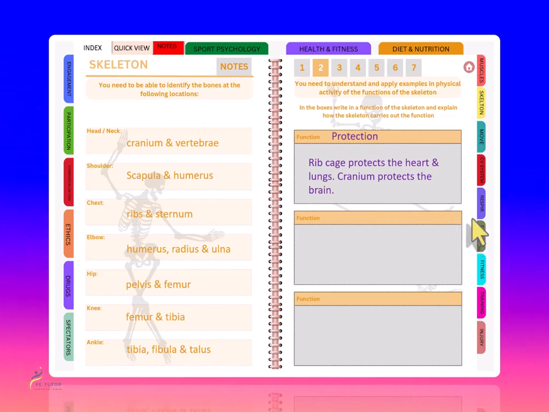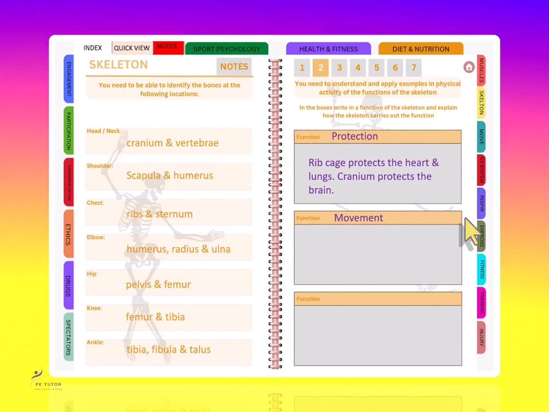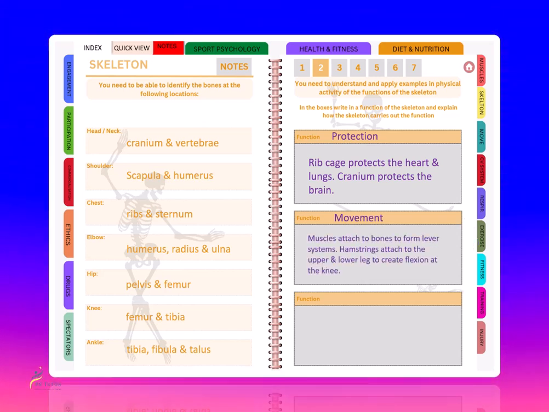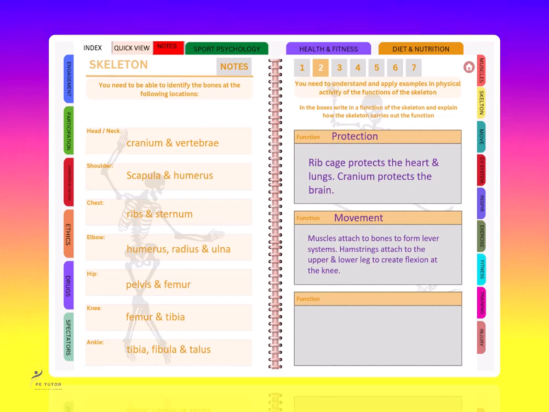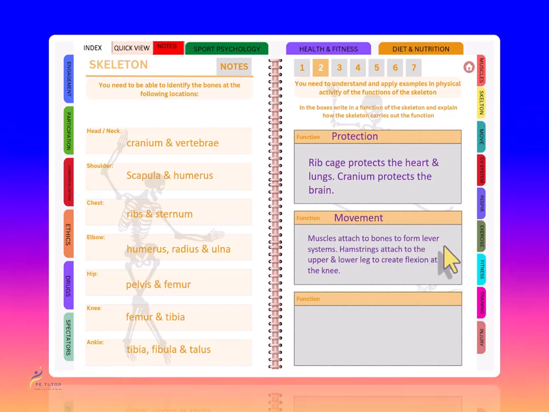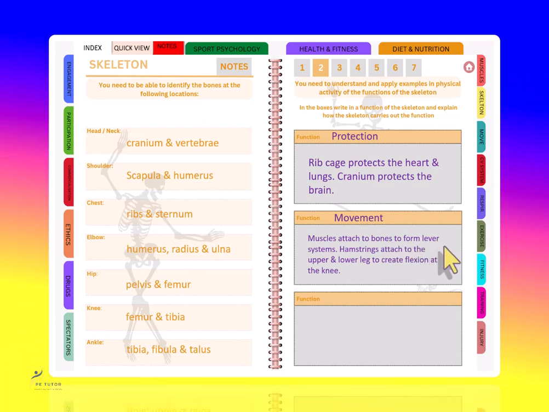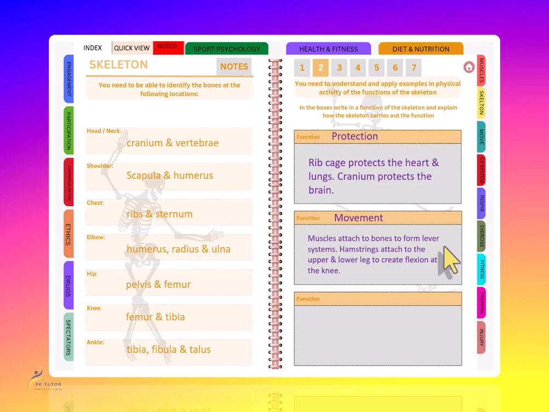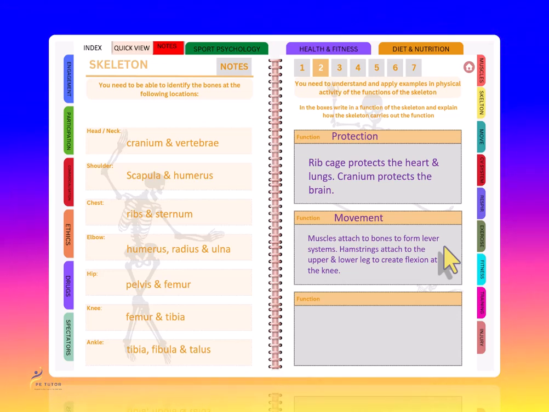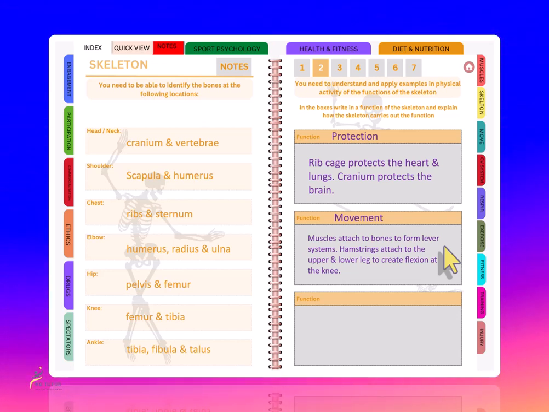The next one, obviously a big one, is movement. So we need to understand how movement takes place. So if we just have a look here, you remember that muscles are attached to bones and they form a lever system. That's a really, really important point to make. So the muscles attach to bones to form a lever system, and remember that the muscles contract and pull the bones. And so it's the contraction of the muscles that pull the bones. Example here, hamstrings attach there to the upper and lower leg to create flexion at the knee. So we flex the knee when we're kicking the ball.